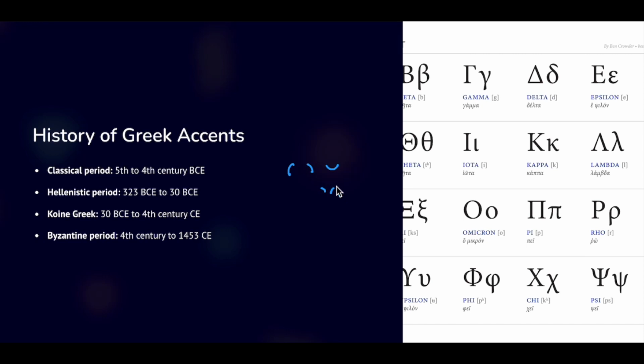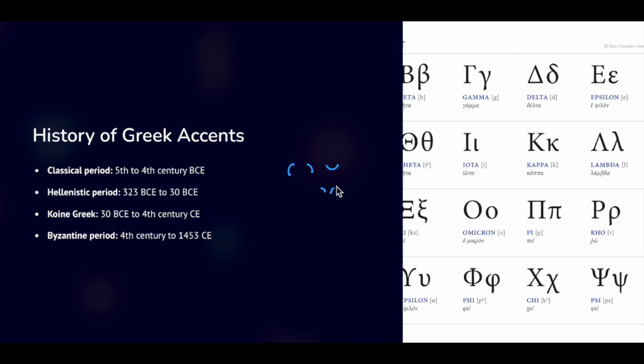Now, in the modern era, which marks really 1453 to the present, Greek accents have undergone further transformation, and today the Greek language employs a simplified system with the acute and the grave accents taking center stage. The circumflex accent, which was once an integral part of Greek pronunciation, has fallen by the wayside.